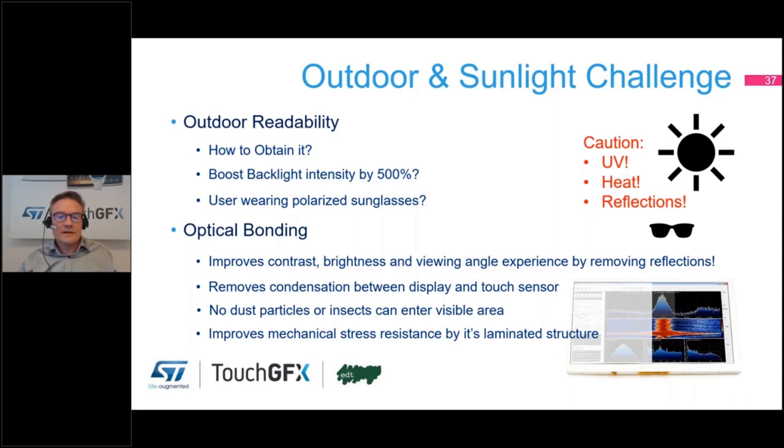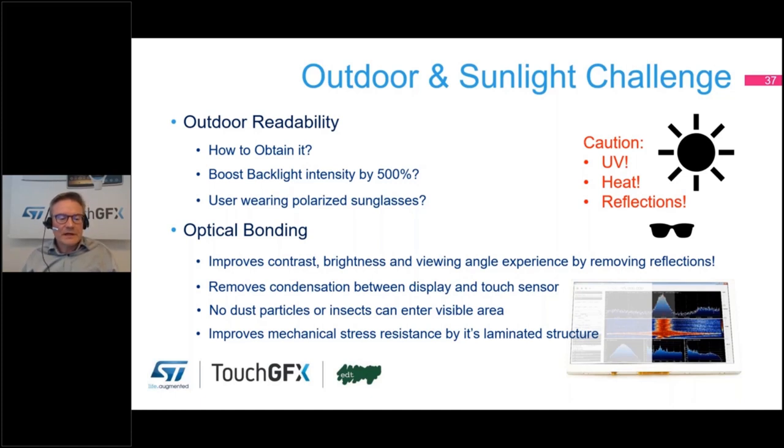It improves the contrast and the brightness, and even the viewing angle experience of your device will be improved. It also fills out the air gap where condensation often occurs. So by optical bonding, you will have no condensation issue, at least not between the display and the CTP touch sensor. Inside the unit, that's a different choice. That's a different webinar. And then, of course, you will not have dust particles or insects that can enter the visible area of the display, simply because there is no air gap they can come in.